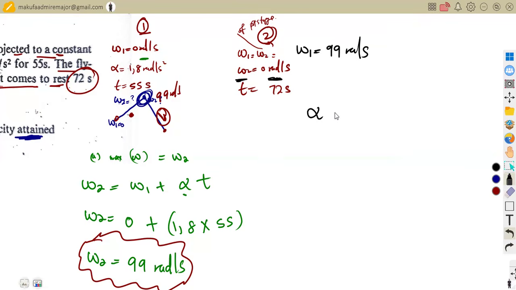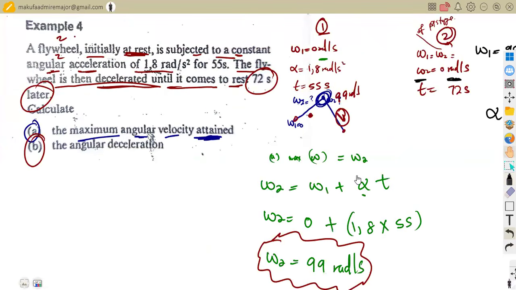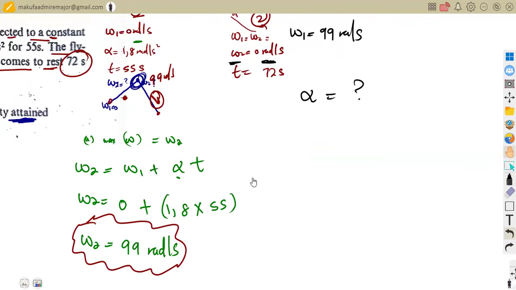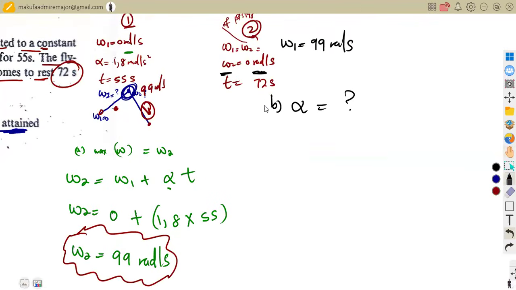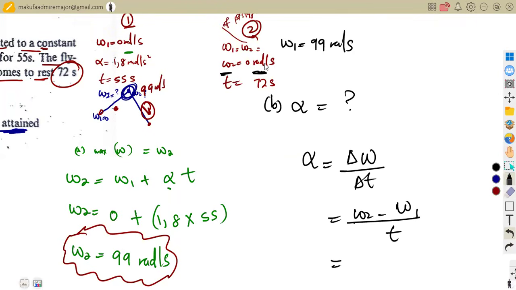Remember, I told you that it went to 0. So what is going to be the angular deceleration in this case? They want angular deceleration, meaning we are going down. That's a negative. So how are we going to calculate this? We are given omega 1, omega 2, and t. Remember that angular acceleration is the change in angular velocity over the change in time, which is simply omega 2 minus omega 1 over the time. Our omega 2 is the final one. It's now at 0, minus omega 1, which is 99, over the time, which is 72 seconds.